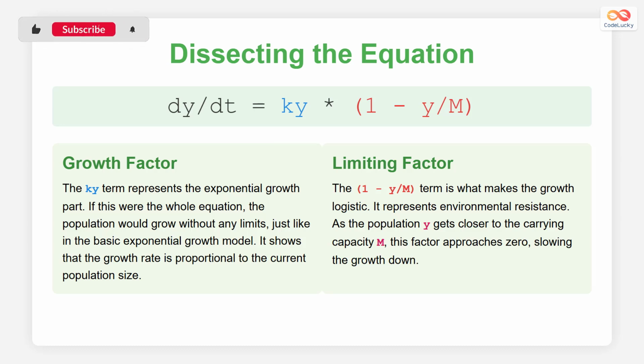The equation has two main parts. The first part, k times y, represents the potential for exponential growth. If this was the only part, the population would grow indefinitely. The second part, 1 minus y over m, acts as a brake. As the population y gets larger and closer to the carrying capacity, m, this entire term gets smaller, slowing down the growth rate.